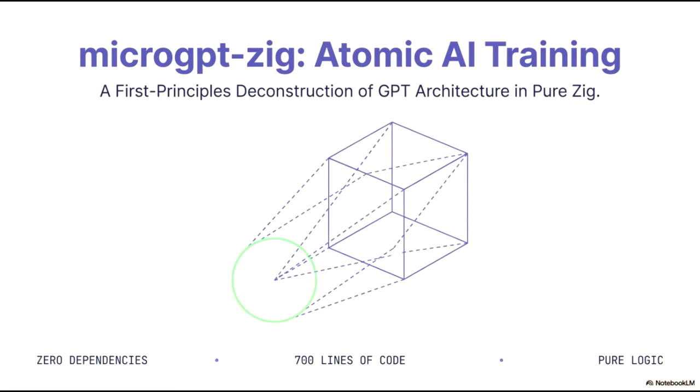Welcome, everyone! Today, I am thrilled to present microgpt-zig, an exploration into atomic AI training. This project represents a first principles deconstruction of the GPT architecture, implemented entirely in pure Zig. By focusing on zero dependencies and a codebase of just 700 lines, we aim to strip away the abstraction layers typical of modern machine learning. What remains is the pure logic of the transformer, providing a clear, transparent window into how these powerful models actually function. Let's explore how this minimal approach can deepen our understanding of artificial intelligence.